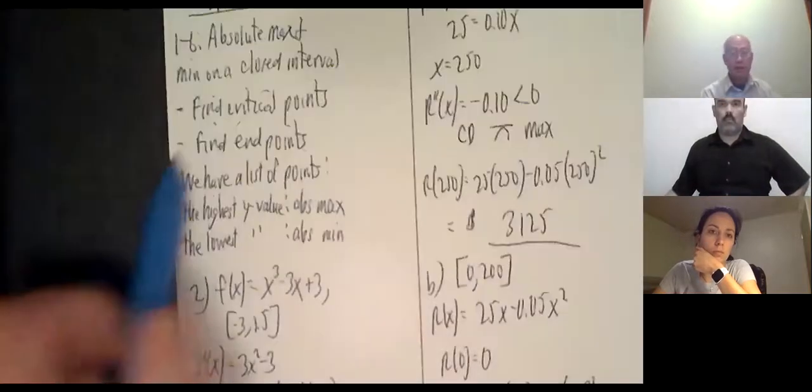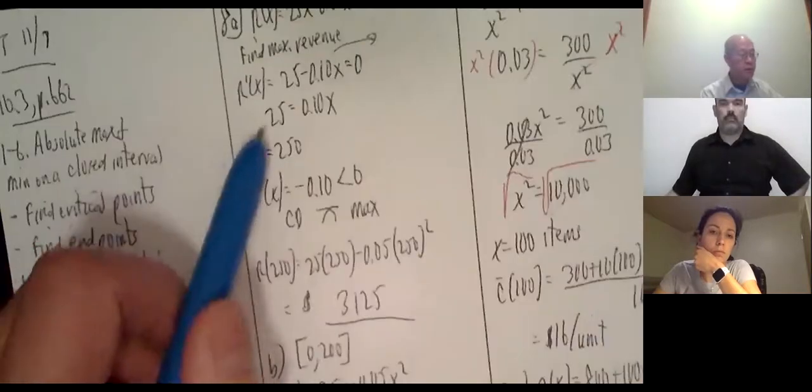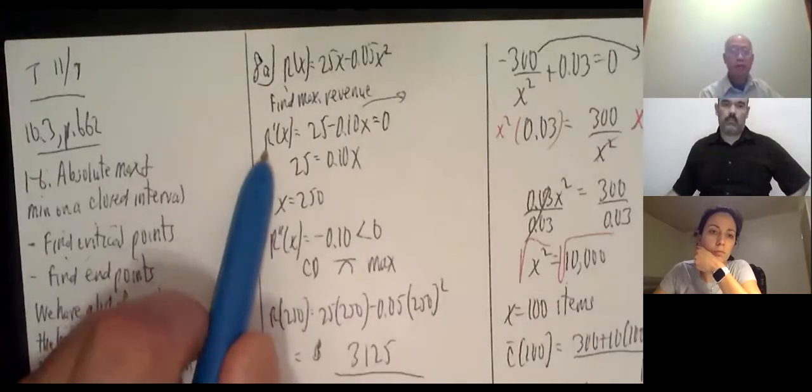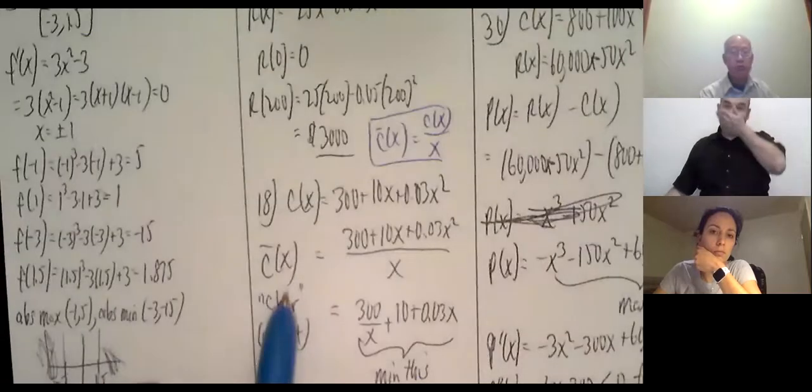So you know, maximizing and minimizing on a closed interval, I did two of those. Maximize revenue, minimize cost or average cost, maximize profit.